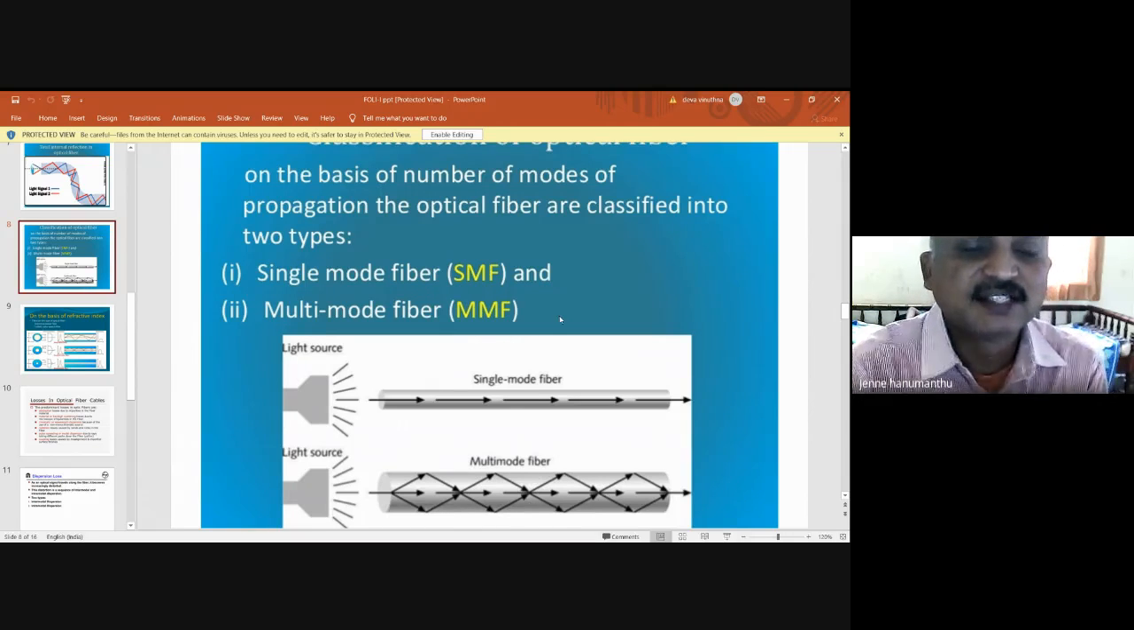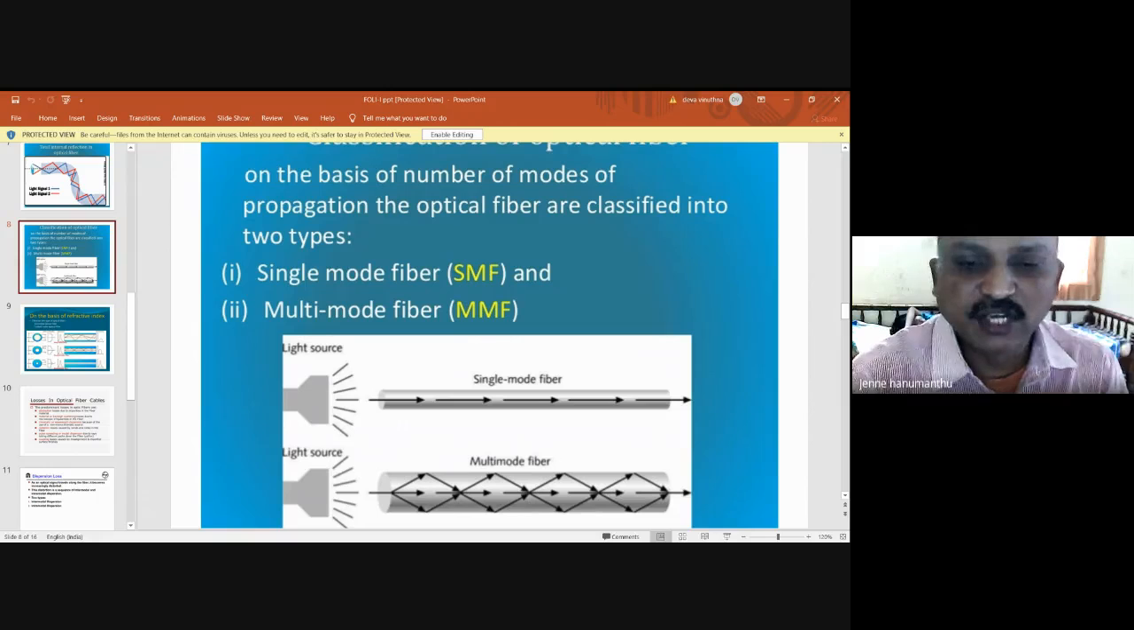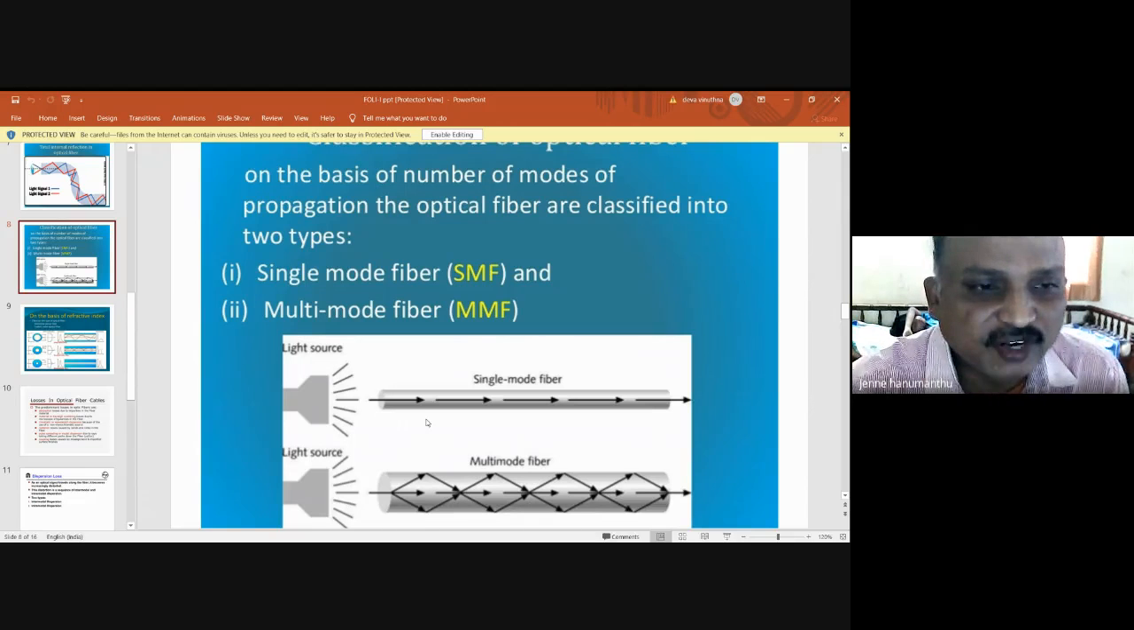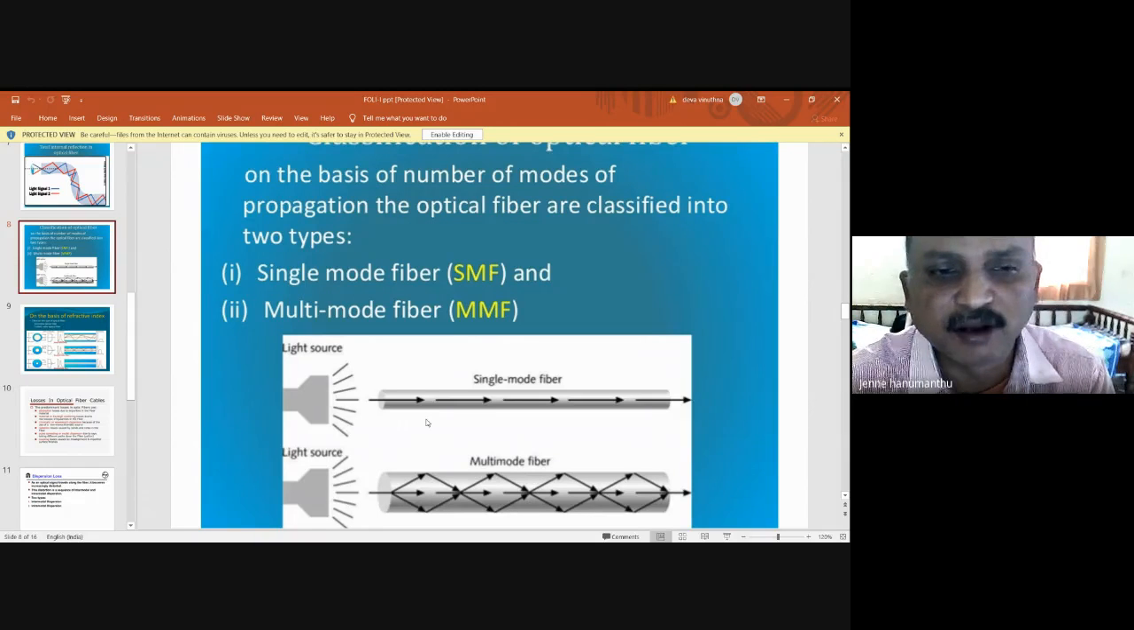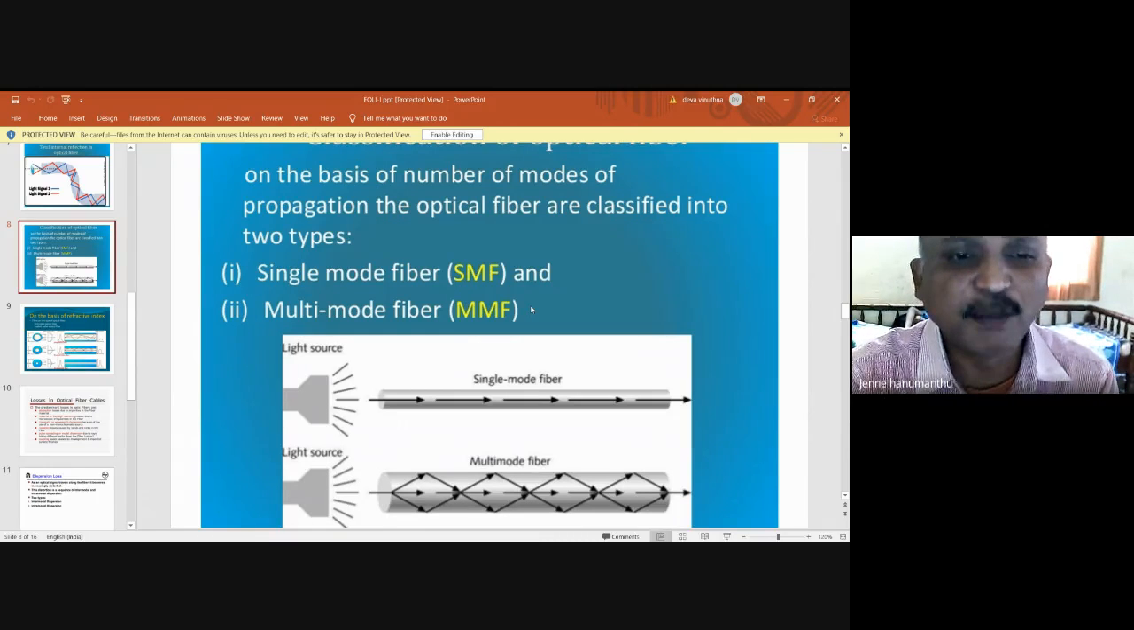The second loss is at the end of the fiber. Once the light enters the fiber cable, remember, I am always speaking about the core. When the light enters the core of the optical cable, because of the total internal reflection principle, the light propagates through the fiber within the core.